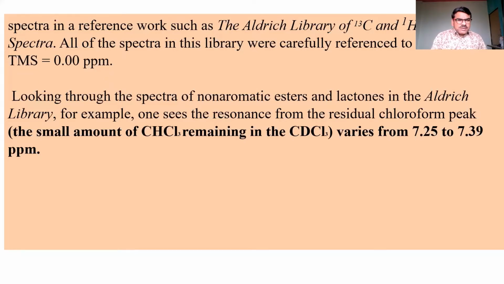In the Aldrich library, for example, one sees the resonance from the residual chloroform peak, the small amount of CHCl3 remaining in the CDCl3, and it varies from 7.25 to 7.39 ppm. What it indicates is that even though we are using CDCl3 as a solvent, it has some trace amount of CHCl3, and in that case you are getting the non-aromatic ester and lactone at 7.25 to 7.39.